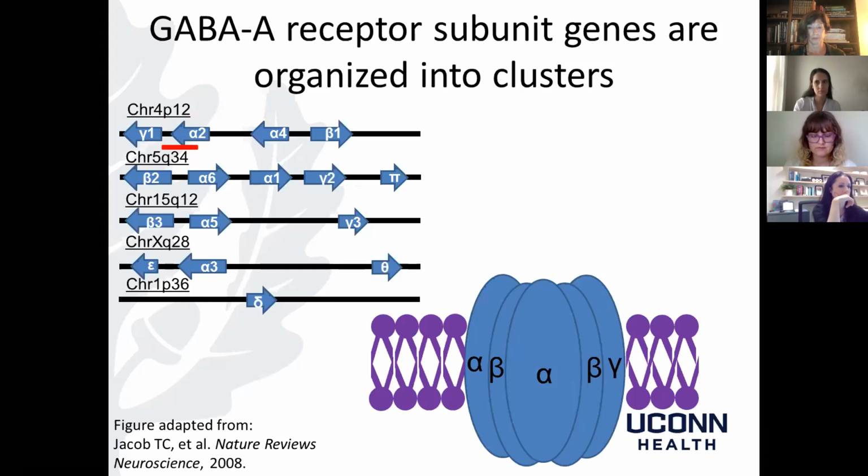And down at the bottom is a schematic of a typical heteropentameric GABA-A receptor, which functions to allow chloride to move down its concentration gradient.